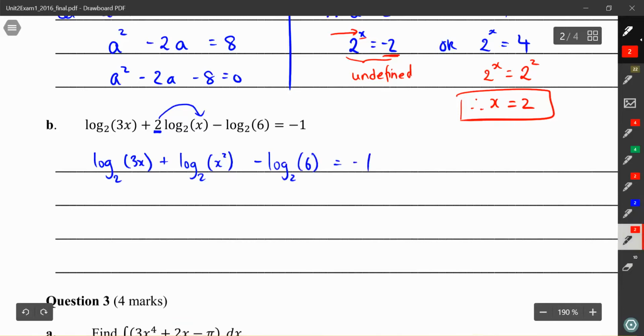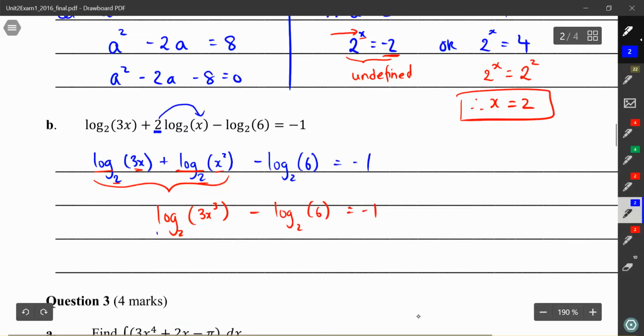Now using my log rules, when I'm adding the two logs and the bases are the same, so log base 2, log base 2, right? I can combine it by multiplying the insides. That's one of the rules, log rule number 1. So it's log 2 of 3x multiplied by x squared becomes x cubed, minus log 2 of 6. And again, rule number 2 of logarithmic rules, we can say that if you subtract and the bases are the same, so log base 2, then you divide them. So now it would be log base 2 of 3x cubed divided by 6 is equal to negative 1.